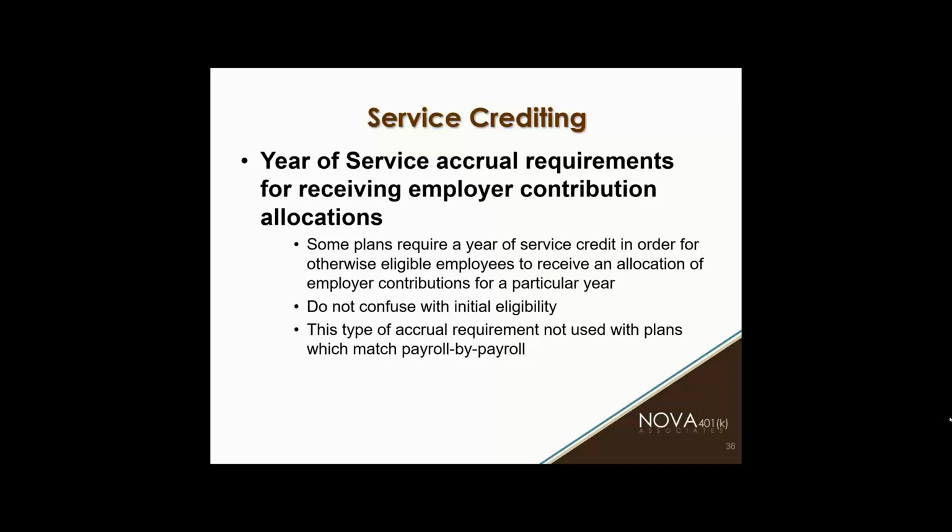So back to service crediting. A year of service, you can also have a year of service requirement for accrual to receive an employer contribution. So some companies are making a match, profit sharing, what have you. So even though an employee is eligible to contribute, you can attach additional requirements to receive the employer contributions. For example, you can require them to be employed on the last day of your plan year in order to get the match or the profit sharing, but don't confuse it with initial eligibility. They're eligible to contribute themselves. They just might not be eligible to receive the match when it's calculated.